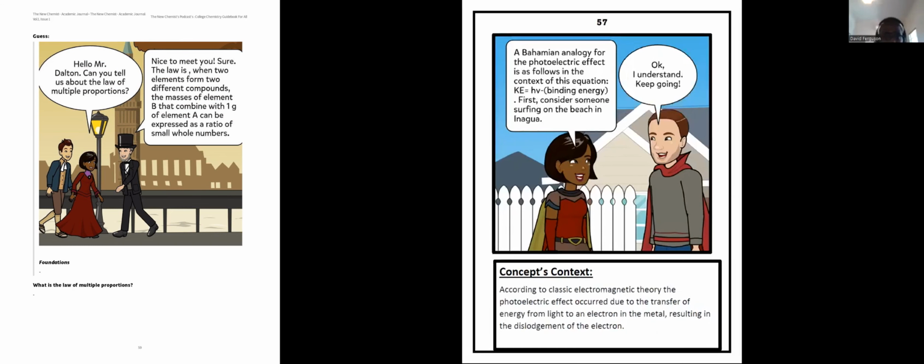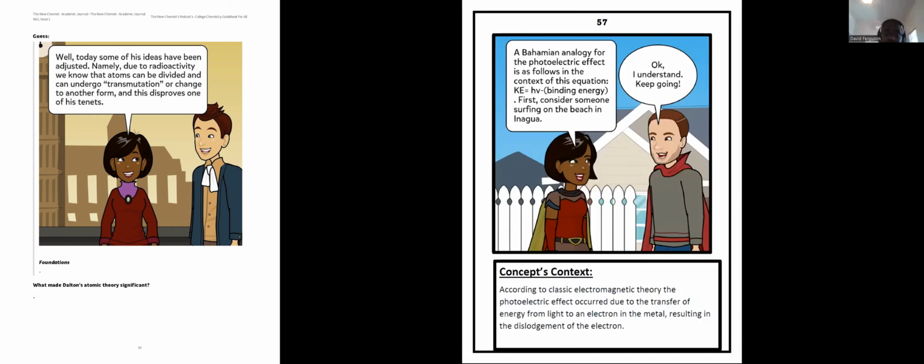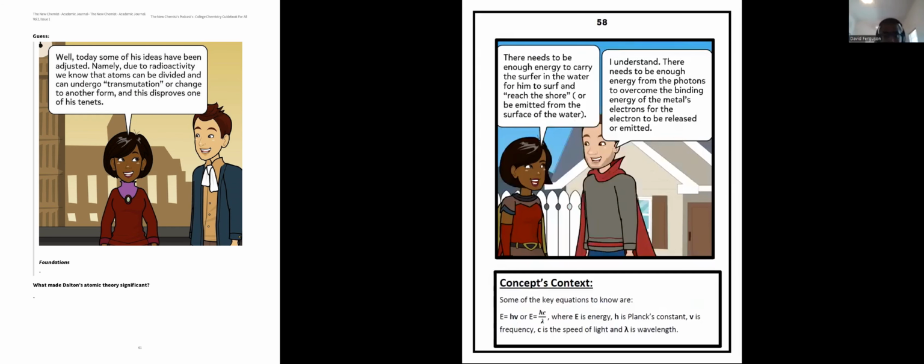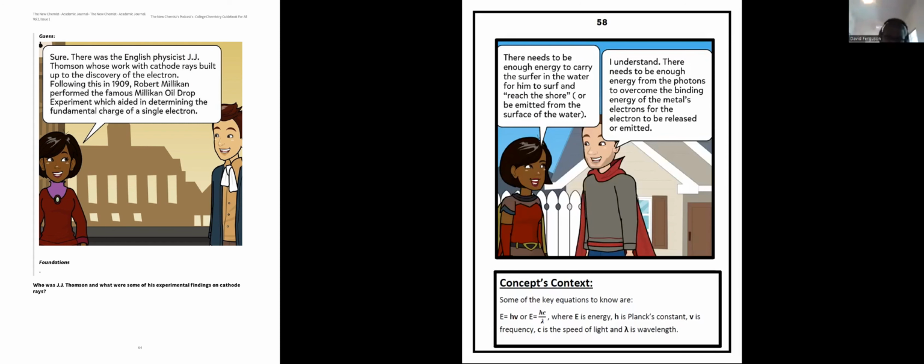According to classical electromagnetic theory, the photoelectric effect occurred due to the transfer of energy from light to an electron in the metal, resulting in the dislodgement of the electron. Some of the key equations to know are E equals h nu, or E equals hc over lambda, where E is energy, h is Planck's constant, nu is frequency, c is the speed of light, and lambda is wavelength.